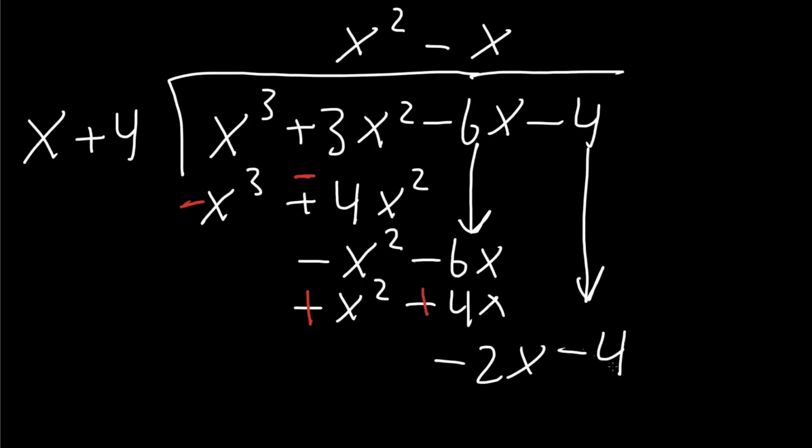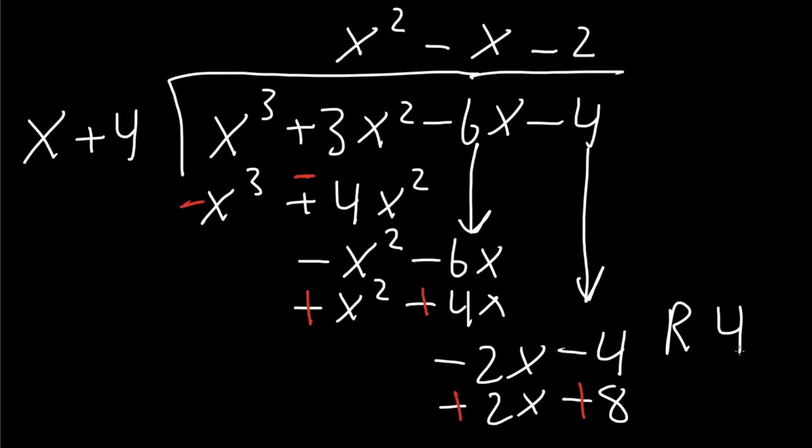So minus 4. So now we need to ask ourselves, how can we get negative 2x when we have x plus 4? And we can do that by doing negative 2. And this would give us minus 2x minus 8, and now we do the opposite sign. So this would be positive, and this would be positive. So minus 2x plus 2x is 0x. Minus 4 plus 8 would be remainder 4.